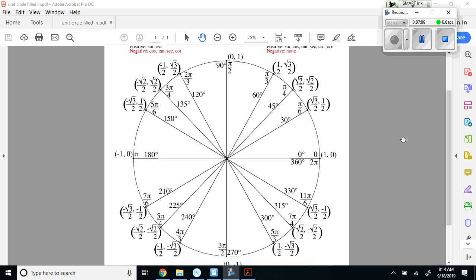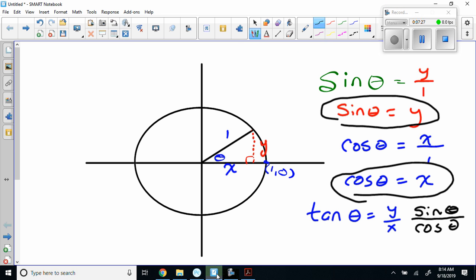So here's the unit circle, right? Look at the ordered pairs. The ordered pairs are in what form? X comma what? Y. Who is the x? Who's the y? Come on. Who's the x? Who's the y, guys? Look.